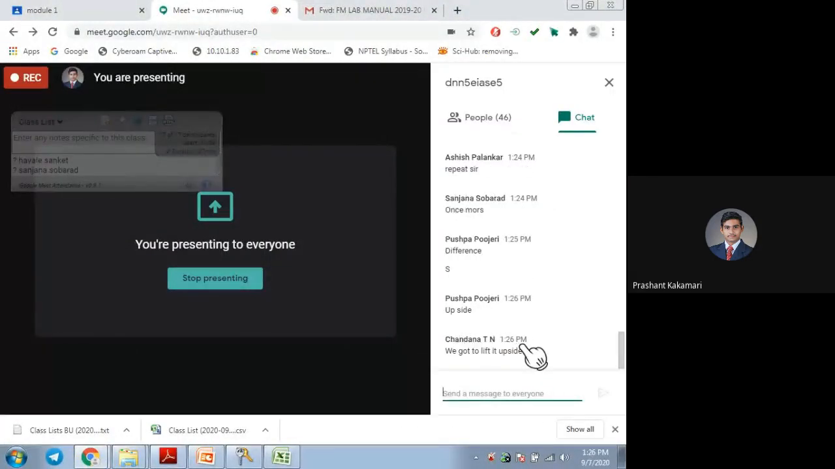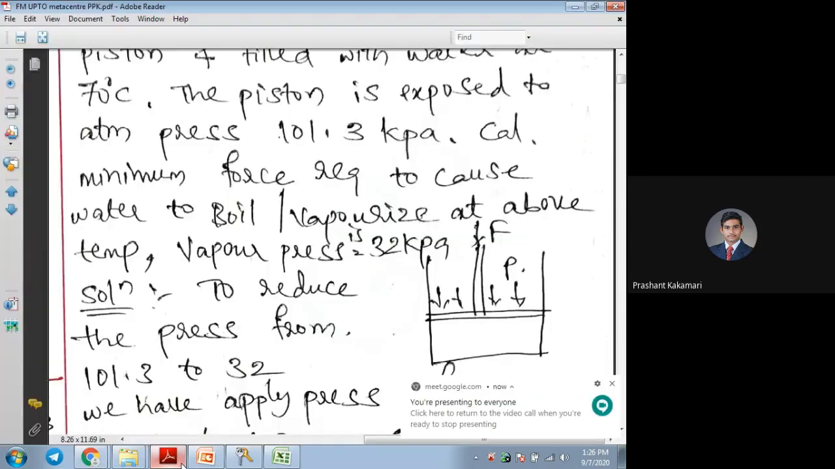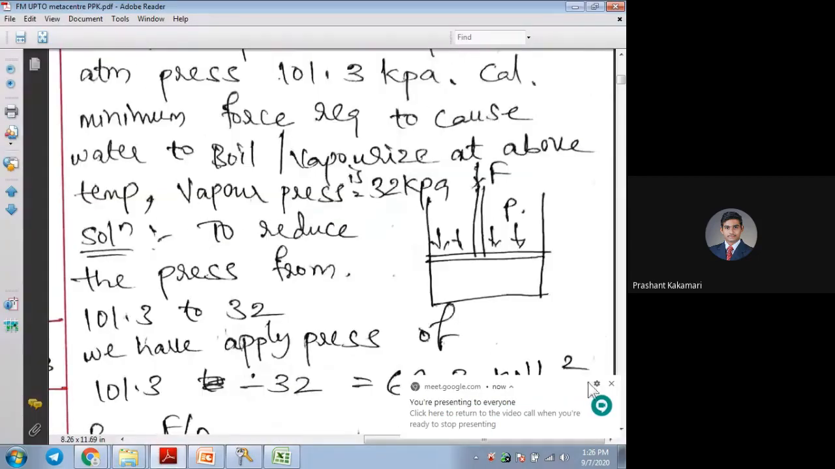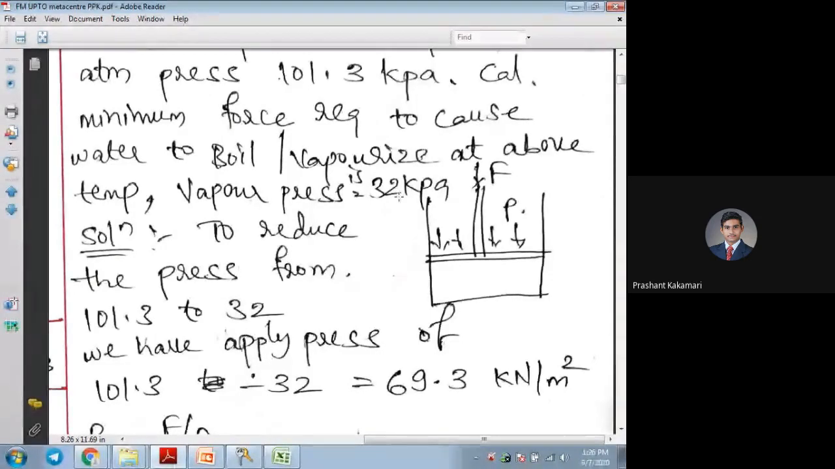Yes, Pushpa is telling you have to move upside so that the pressure in the water will be reduced. You have to lift upside. Very good. So we have to lift this. In the second case, I have to apply the force in the opposite direction, so that whatever pressure was present earlier will reduce. Until what point do I have to reduce? Up to 32 kilopascal, because at that point it starts vaporizing.